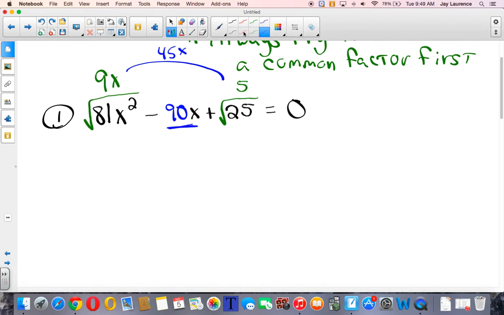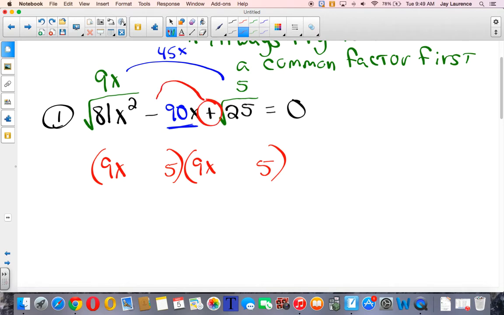This is a perfect square trinomial. Here's how simple this is to factor. I'm going to have a 9x and a 5, and then a 9x and a 5. Now remember, when C is positive, B's sign shows up twice. That's the thing I call the Wendy's double stack. When C is positive, it shows up twice, just like that.